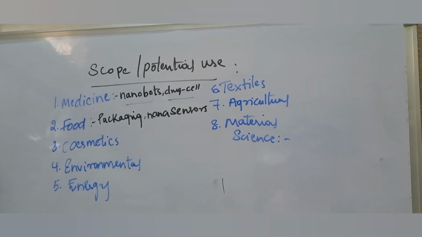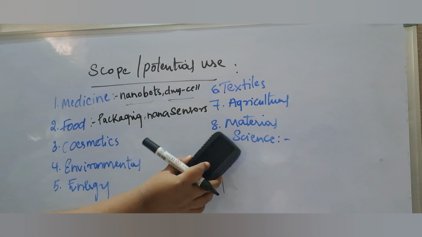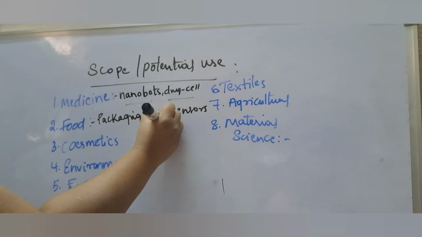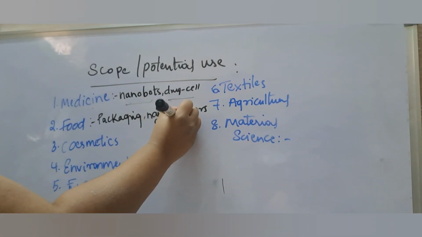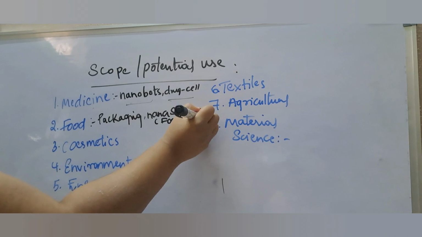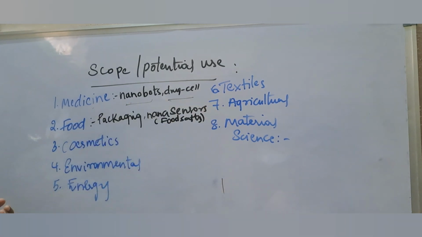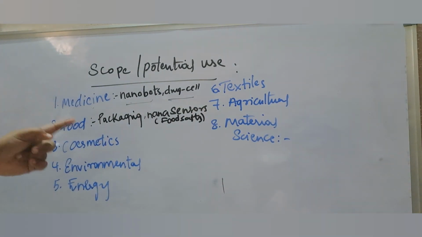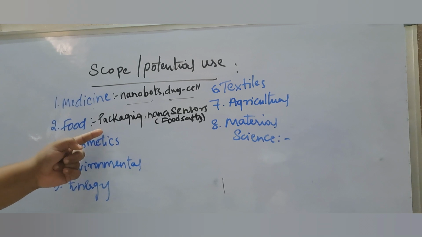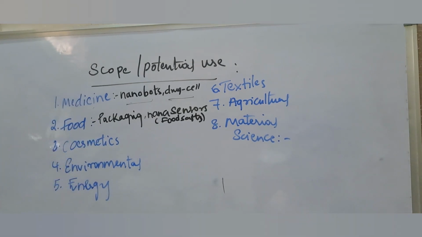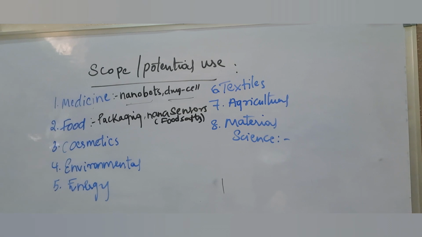So for packaging and for food safety, okay, I'll write here as food safety. For long shelf life we are using nanotechnology for packaging, and for food safety, that means for detecting microorganisms, we are using nanosensors in the food industry.